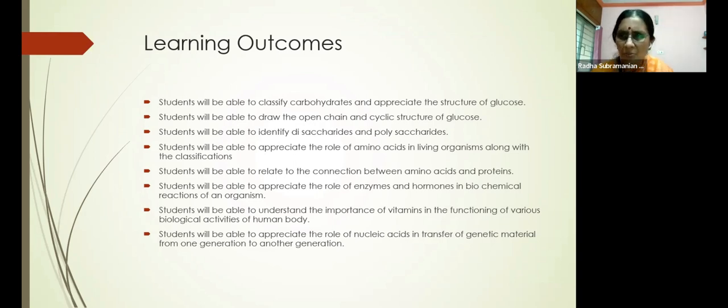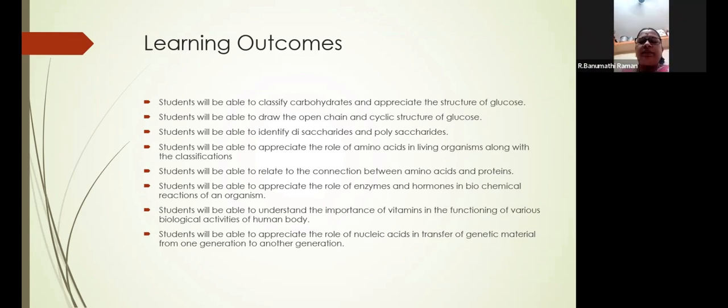I think vitamins also is removed, isn't it, ma'am? Last year it was removed, ma'am. This year it is there.